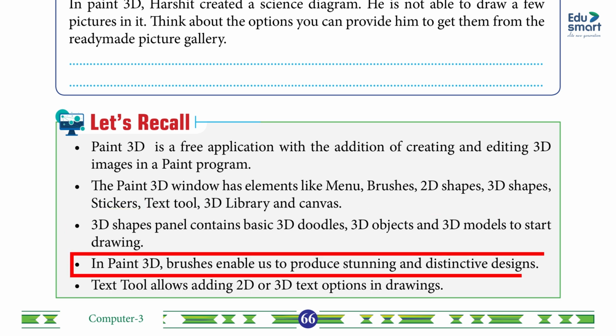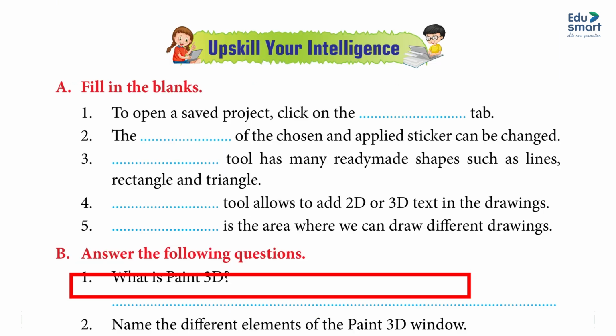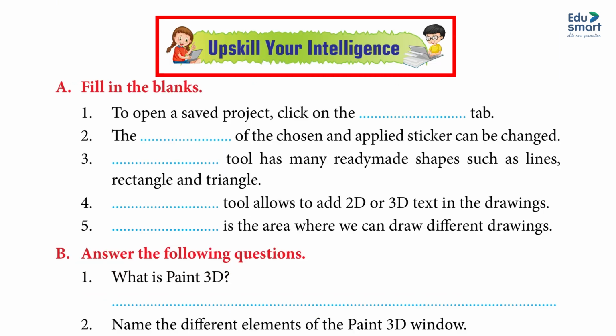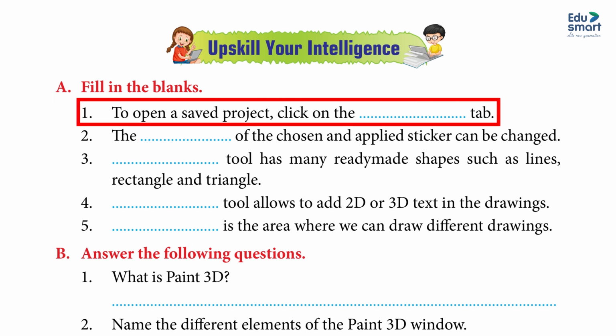In Paint 3D, brushes enable us to produce stunning and distinctive designs. The text tool allows adding 2D or 3D text in drawings. Upskill your intelligence. A. Fill in the blanks. 1. To open a saved project, click on the dash.